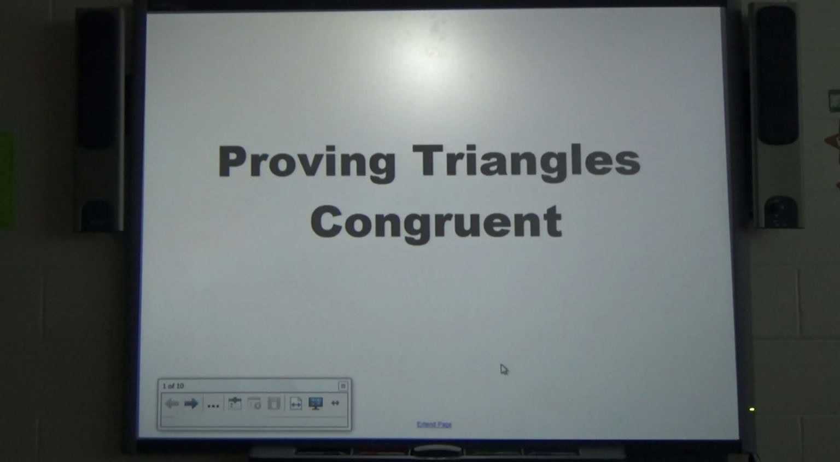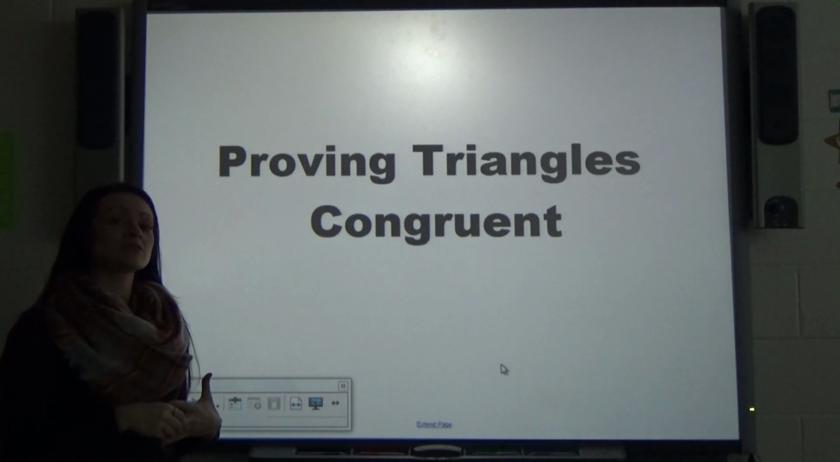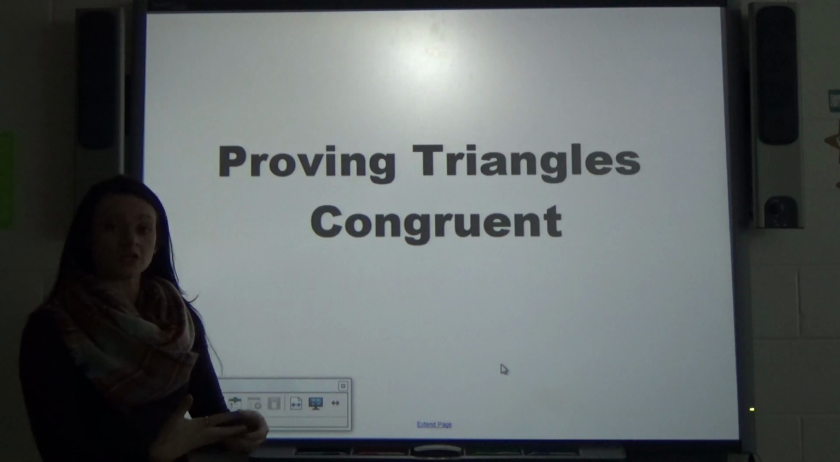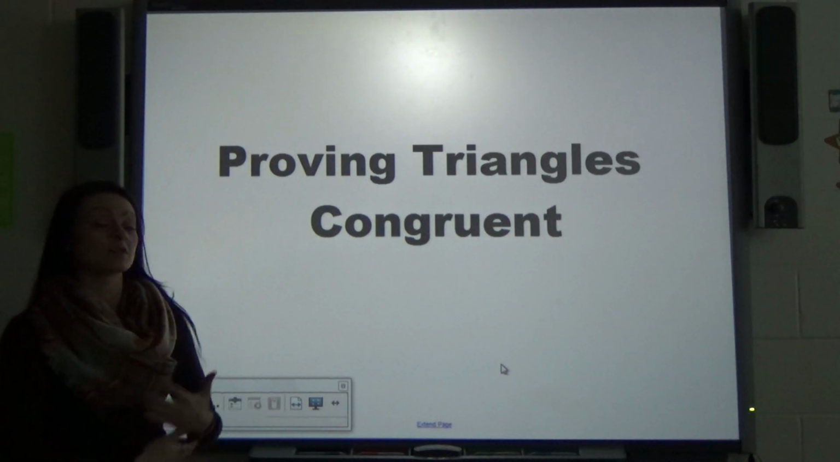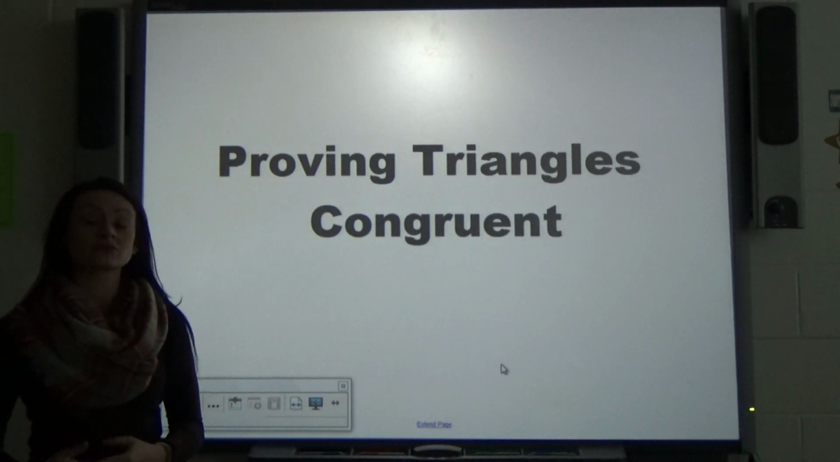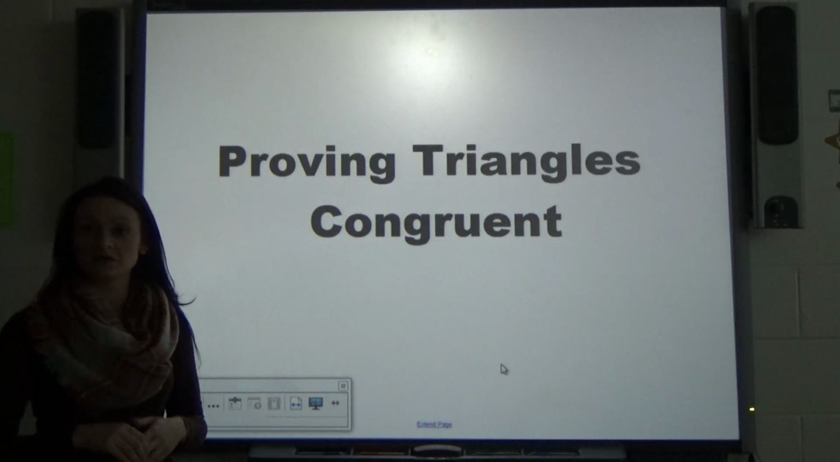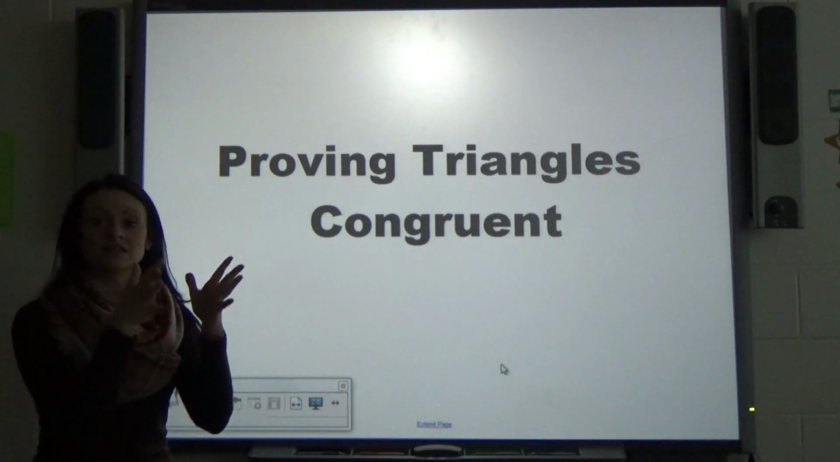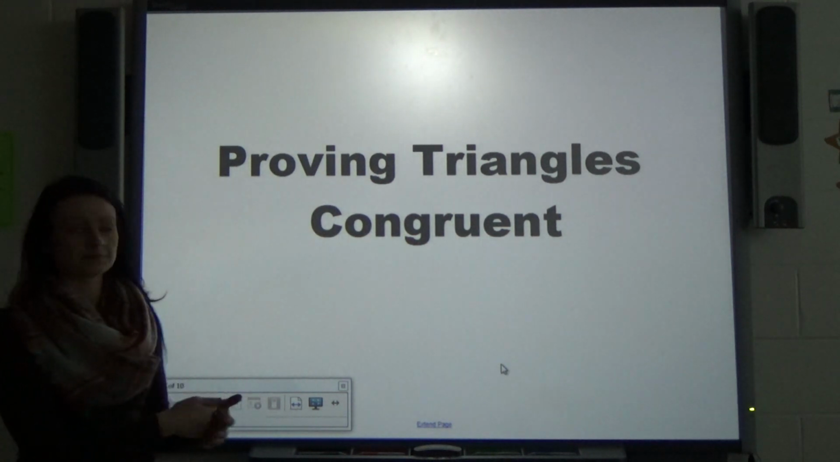So this lesson that we're going to do is all about how to prove that two triangles are congruent. We've talked about how to compare two triangles that we've been told are congruent, and we've discussed how to prove that two triangles are similar, but we haven't talked about how to prove that two triangles are congruent. So this video is all about different postulates that we're allowed to use to say, given this information that I know, these triangles have to be congruent.